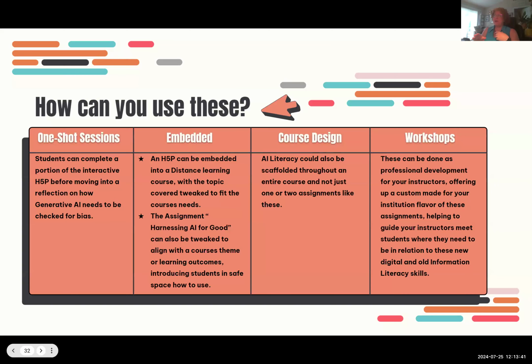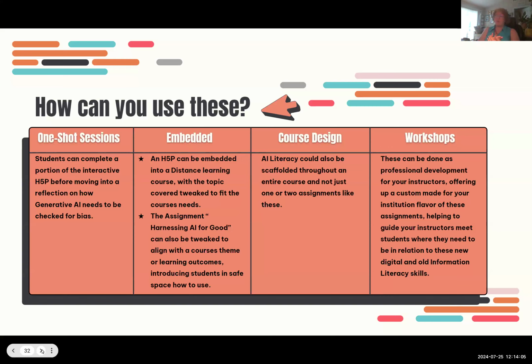And then continue talking about the generative AI needs and how that bias needs to be applied. You can do this in an embedded sort of scenario where an H5P can be embedded into a distance learning course with the topic tweaked to adjust to that course's needs, or the assignment harnessing AI for good to be tweaked to align with the course's theme or learning outcomes, introducing students in a safe space how to utilize AI.